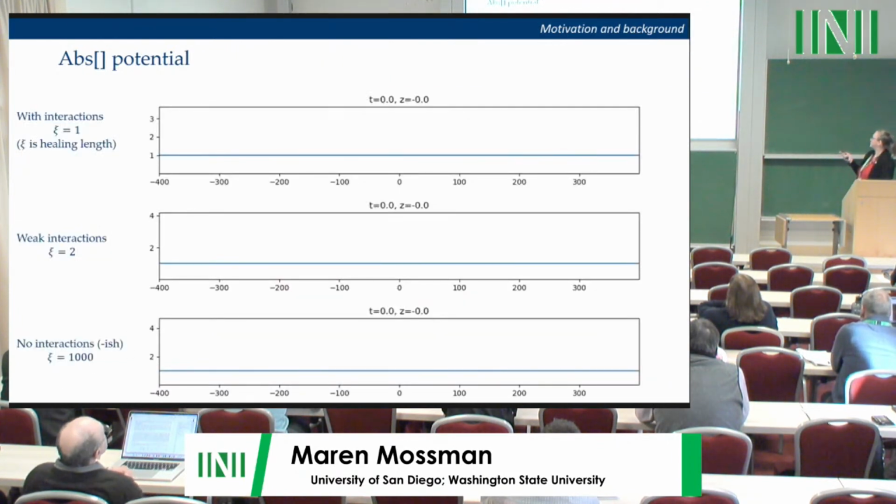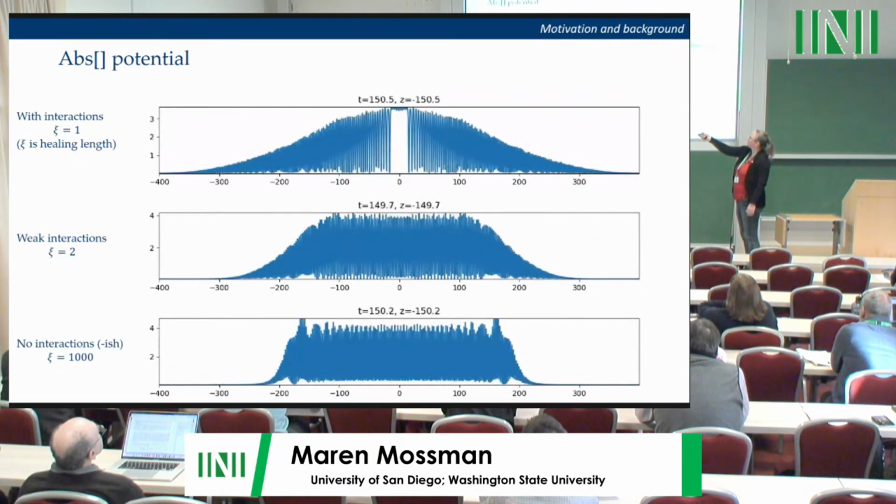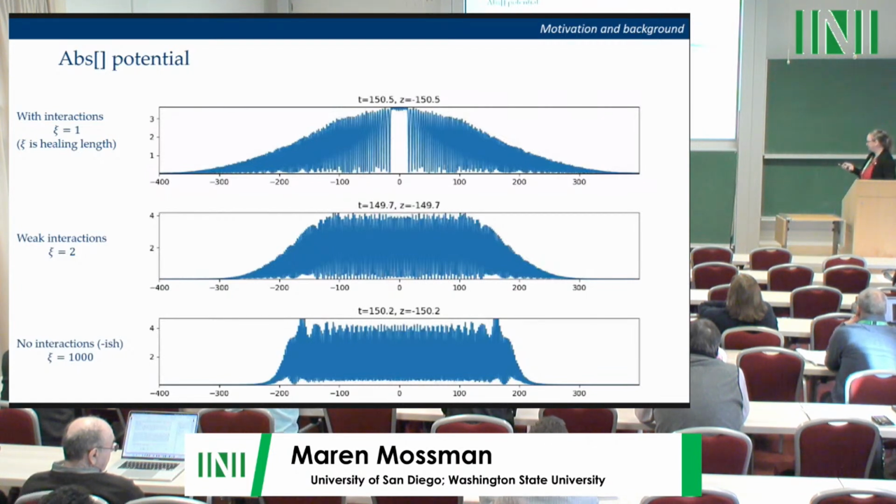Okay, this is the combination, sorry, of all three. So we can see right here is the healing length, and as we increase the healing length, that means that our interactions are becoming weaker and weaker. So we can imagine this going from interactions to no-ish interactions. Okay, so very, very weak.